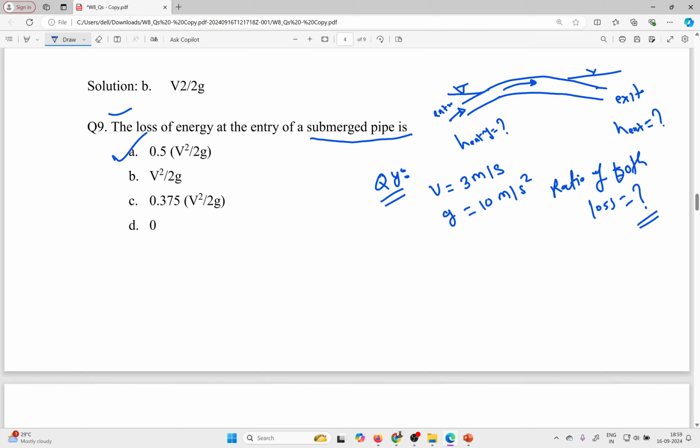The ratio of both losses, that is H exit divided by H entry. So please try to calculate.